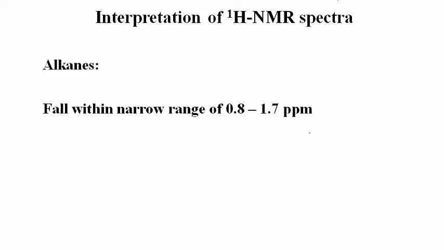So to start out with alkanes, they're kind of boring. All hydrogens in alkanes are very similar in chemical environment. And therefore, the proton NMR chemical shifts of alkane hydrogens fall within a very narrow range of about 0.8 to 1.7. So you'll see in another video that the chemical shifts of alkane carbons in carbon-13 NMR fall within a considerably wider range, about 10 to 60.